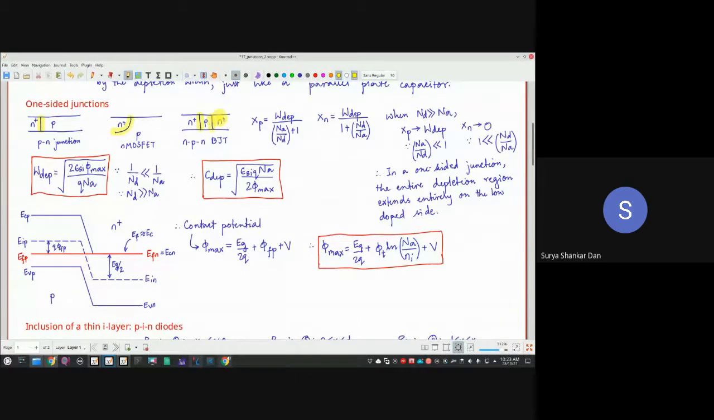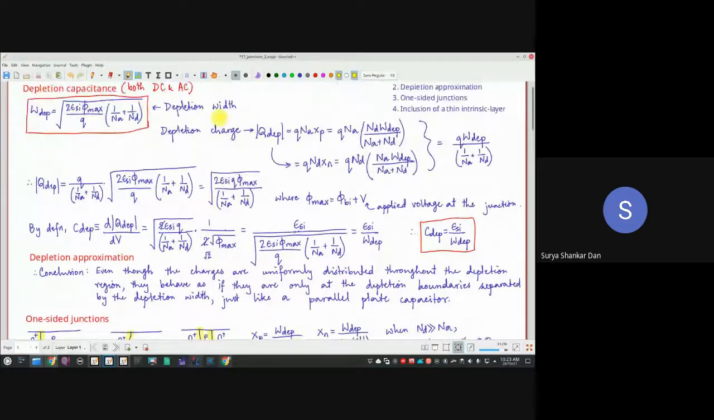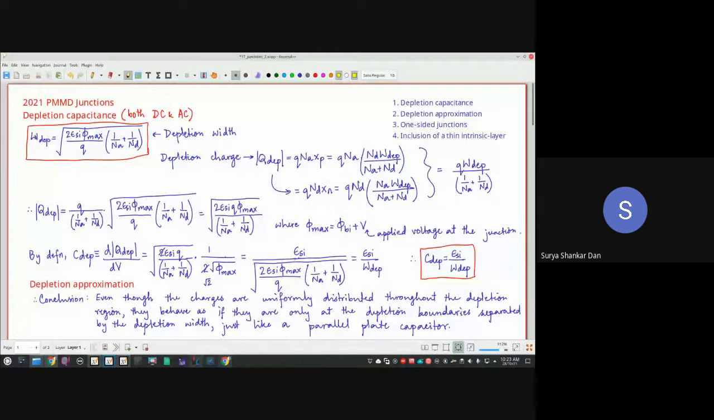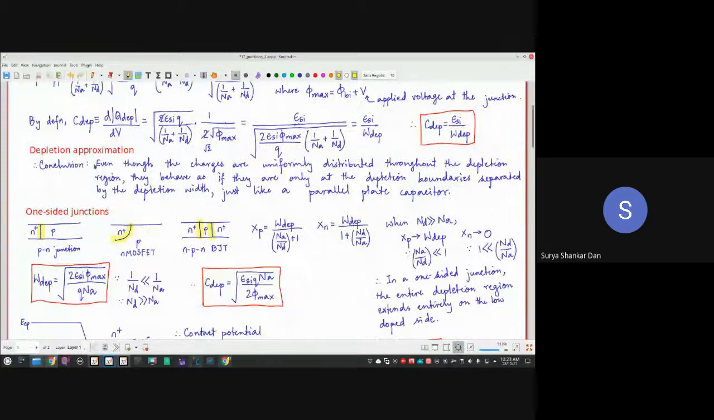Now, whenever we are speaking about a one-sided junction, why is it called one-sided? We will understand in a minute. Let's go back to the fundamental equation over here. Notice the depletion width is like this. It turns out that if it is a one-sided junction, one of the two sides will be heavily doped.